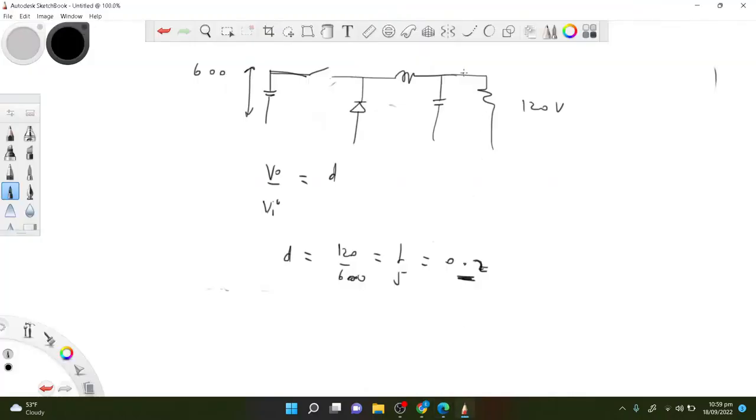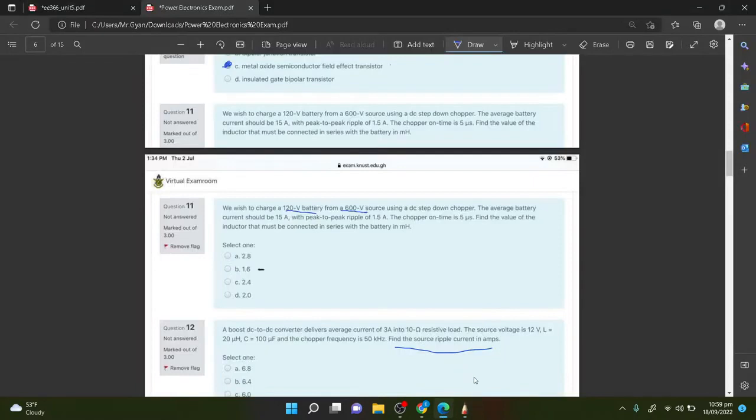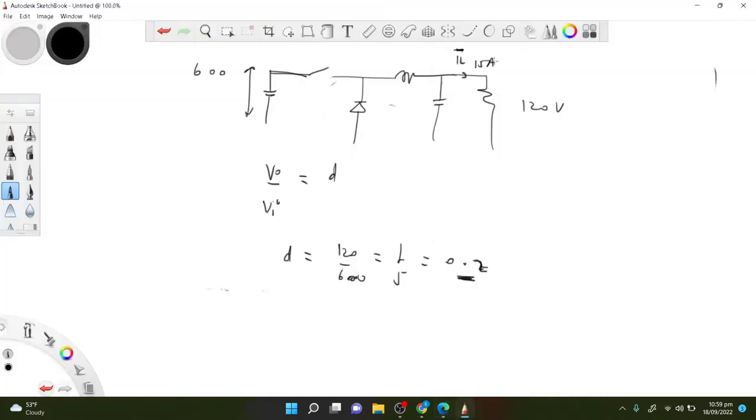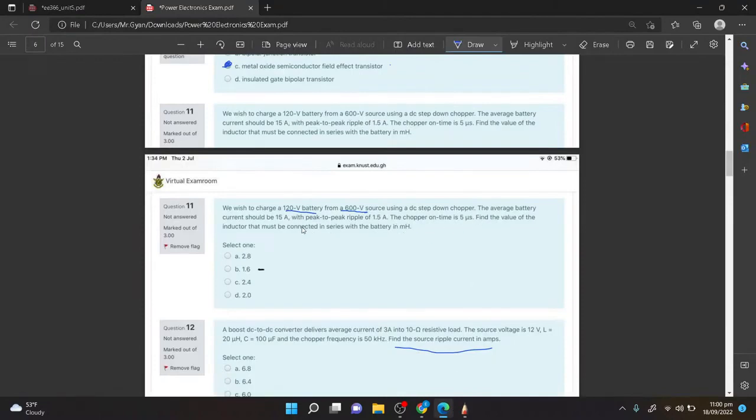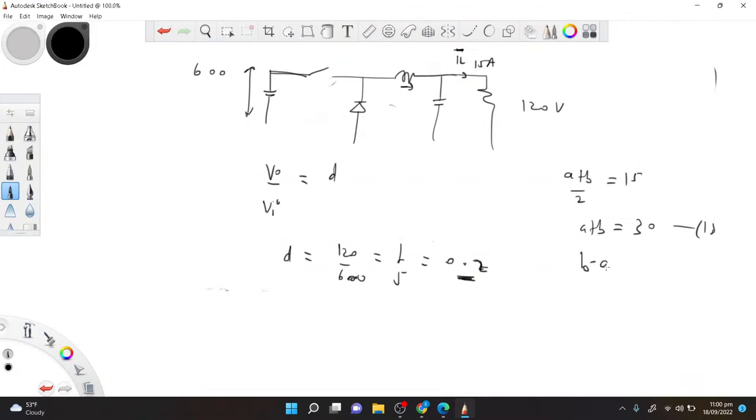So the average current is 15 amps. We know that the average battery current is the inductor current. So A plus B over 2 is equal to 15, that's A plus B is equal to 30. Question 1. Now also with a peak to peak ripple of 1.5, that's the change in the current. So B minus A is equal to 1.5. Question 2. So let's punch it in and see what B and A are.